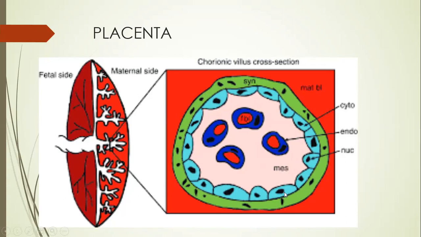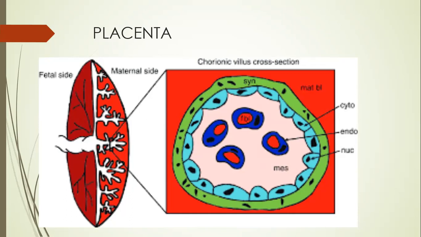The placenta is discoid in shape. So what about the development of the placenta? At the maternal surface it is decidua basalis, and at the fetal surface it is chorion frondosum. The development of the placenta starts at the 6th week and is completed at the 12th week.